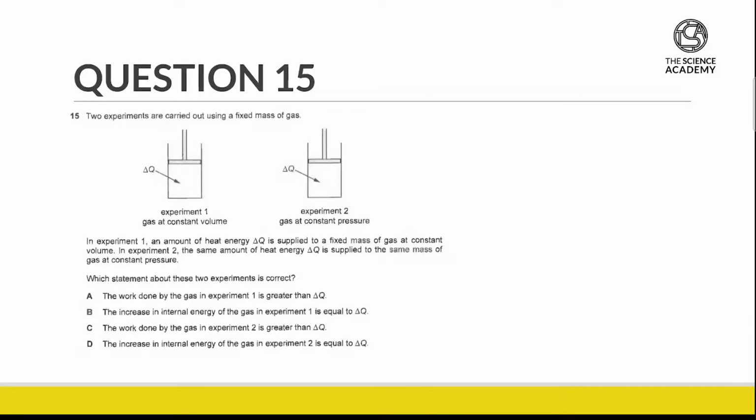So in question 15, we are told that we have a fixed mass of gas. We have experiment 1, which provides delta Q worth of heat to the gas at constant volume. If the process is carried out at constant volume, this must mean that it's an isochoric, or isovolumetric, process. Essentially, on my PV graph, it looks like this.